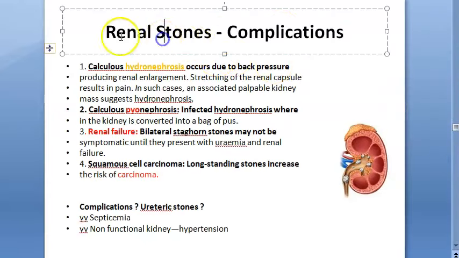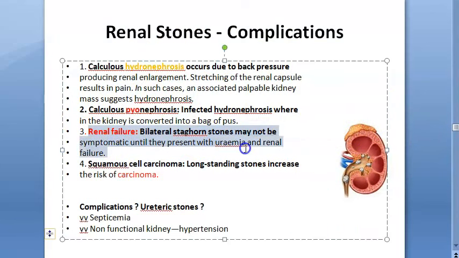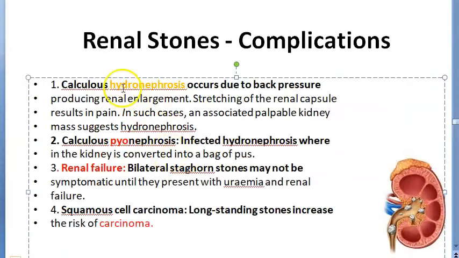Now what will happen if you do not treat these renal stones? We already told you that if it is a staghorn calculi, those people will be asymptomatic though the stone is so huge, and finally they'll land up with uremia, and they can possibly come up with renal failure. Okay. Then they can have hydronephrosis. We already told you that urine backflow, urine enlargement, mass in the loin, right? Pyonephrosis, pus, right? Infected hydronephrosis. So kidney is converted into a bag of pus. You'll have to drain that pus and all that.